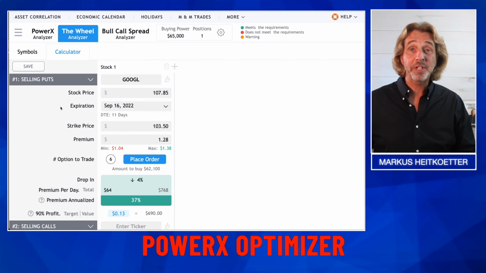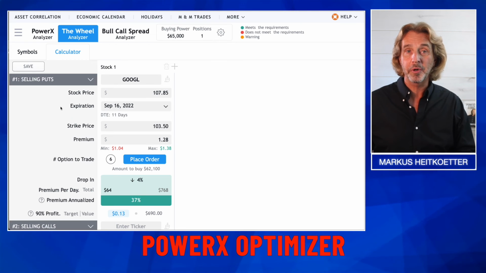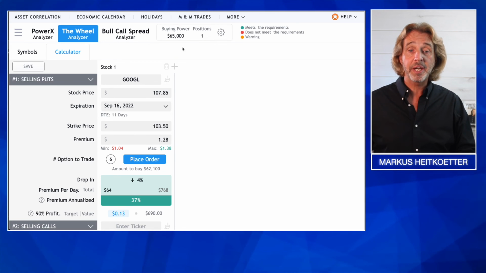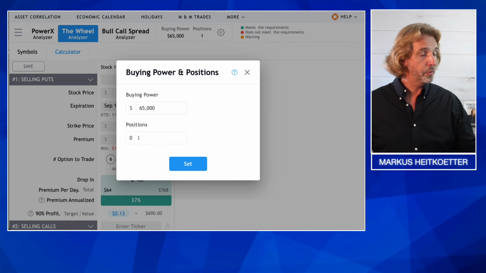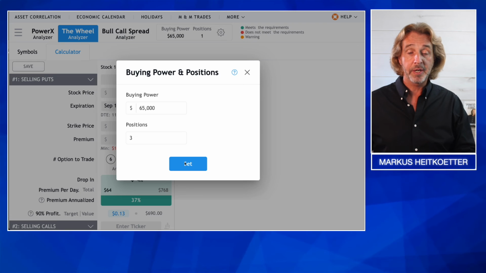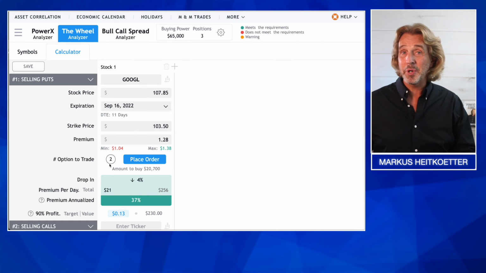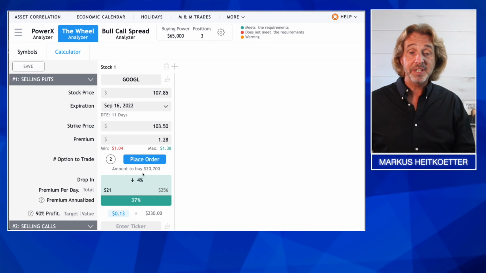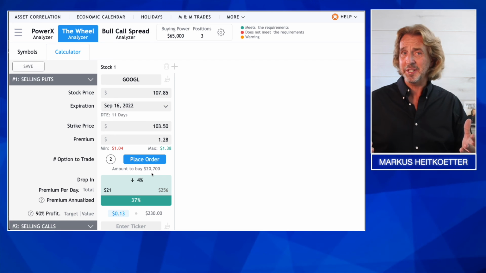And that's why PowerX Optimizer suggests a position size based on your account and the amount of positions that you want to have in your portfolio. Let's say that you want to enter up to 3 trades. So we're changing this here to 3 positions and click on set. And now you see that you could only trade 2 put options of Google. Now, as you can see, we see the margin requirements here. You only need $20,700 in your account in case you're getting assigned. Is this making sense at all?